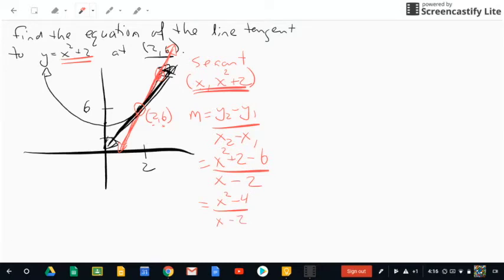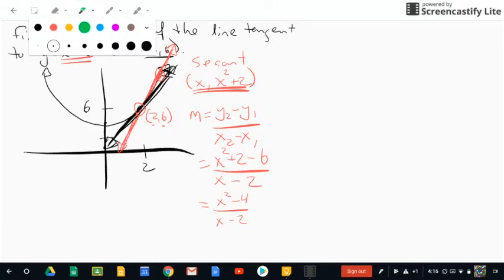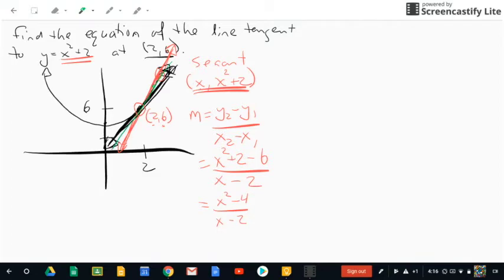Now, I'm going to change color here. I'm going to turn this into a green. If I move that point closer and closer to that point of tangency (2, 6), then what happens here is the line pivots. That secant line pivots, and it gets closer and closer and closer to that actual tangent line. Now, I've got a bit of a mess going there. Okay, but let's take a look here. Let's just erase this little bit right here. Let's kind of start that again.